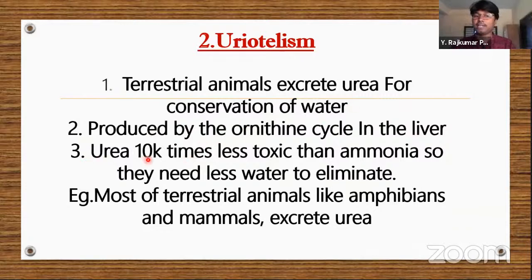Urea is 10,000 times less toxic than ammonia. Have you seen this? Urea is less toxic than ammonia, so that's why they need less water to eliminate. Most of the terrestrial animals, that means land living animals like amphibians and mammals, excrete urea. Right? Let's see the next.